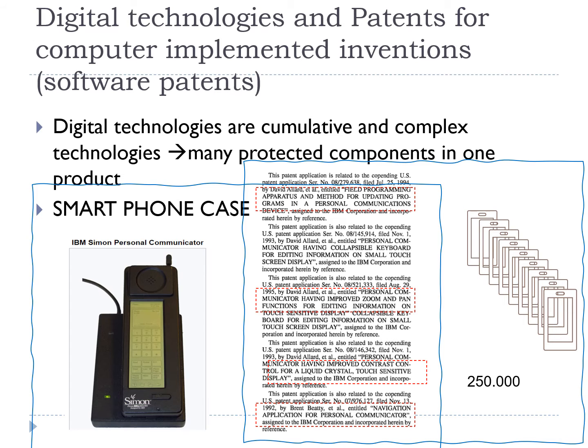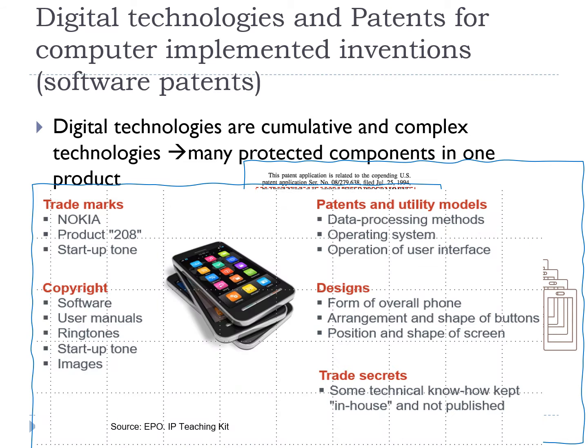There are some studies saying that there are about 250,000 patents or more that are in the area of smartphones. That also means that the innovation in this field is pretty limited by the existing patent rights that are on the market, even more so if we would look at other types of intellectual properties.